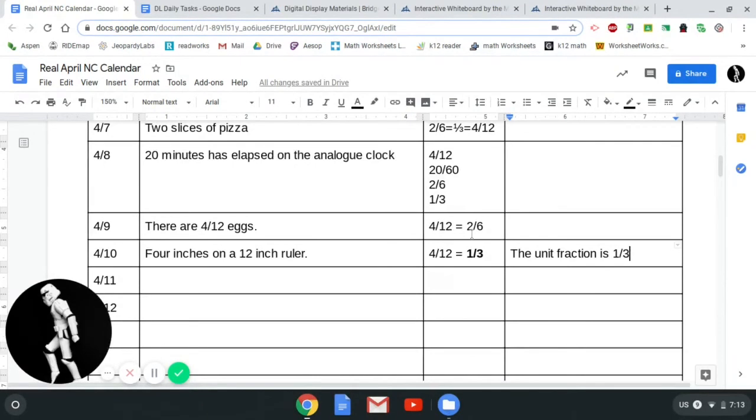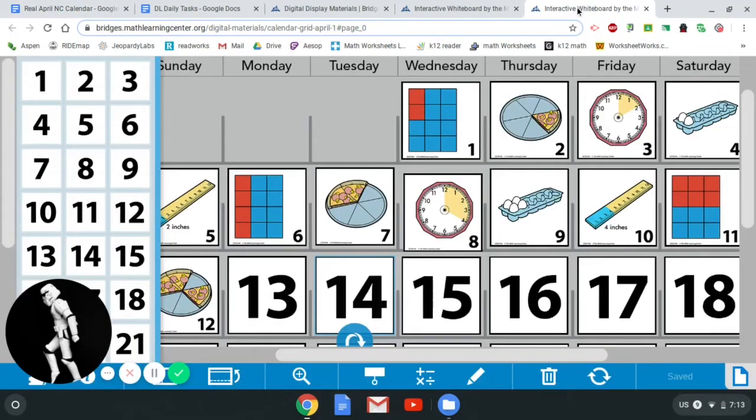4/12 is also equivalent to 2/6. 4/12 is also equivalent to 20/60. There's a lot of equivalencies in there. Let's go on to our next day. We've got 4/11. That was Saturday.